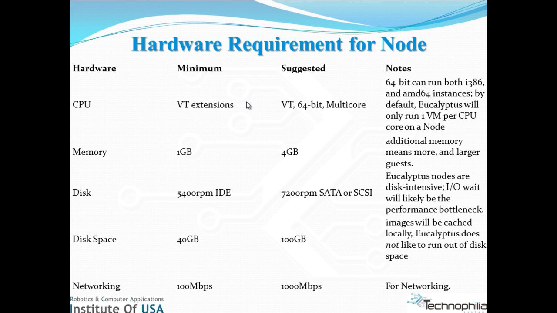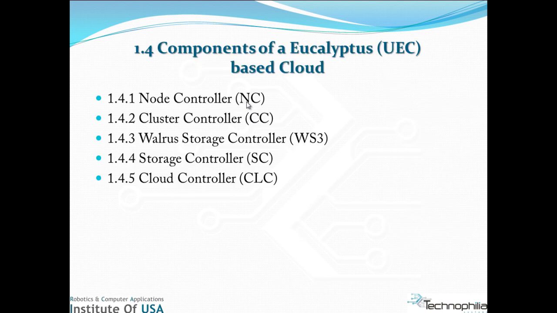So what are these? Cluster controller or node controller. These are the components of the UEC. So basically there are 5 major and important components to create a private cloud. Now what are the functions of each component in the private cloud?